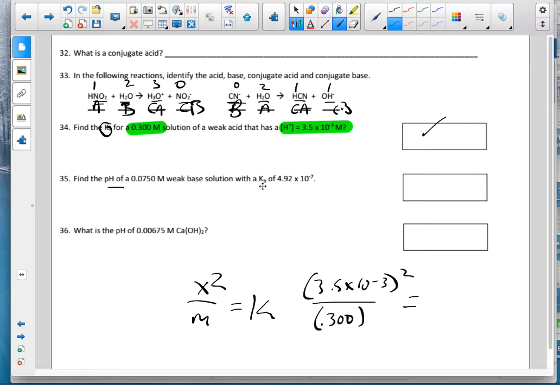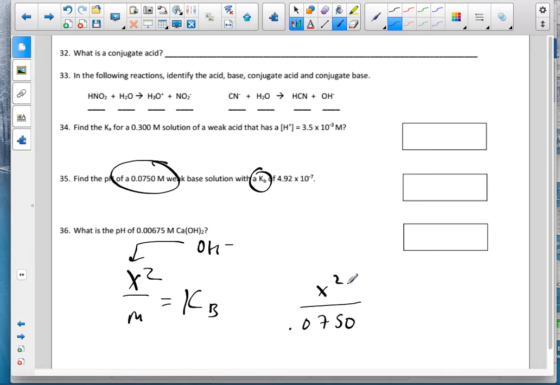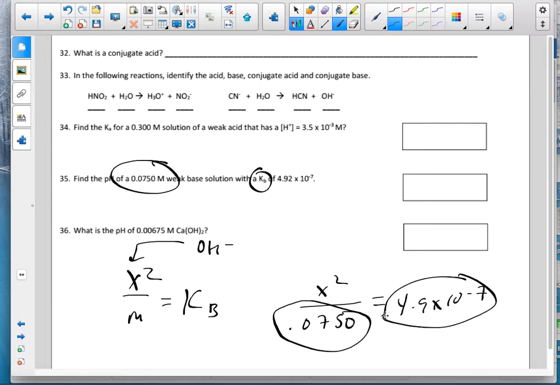Find the pH. Notice it says Kb. When I go to do that, remember Kb means base. So it's X squared over molarity is equal to Kb. When I find X, I'm getting OH minus. So watch what I do. I got my molarity I put on the bottom, 0.0750. X squared on the top equals 4.92 times 10 to the negative 7th. So the first thing I'm going to do is multiply that times that. Then to get X by itself, when I get that answer, I'm going to square root it. When I get that answer, it's OH. If I just take the negative log of it, I'm going to get pOH.